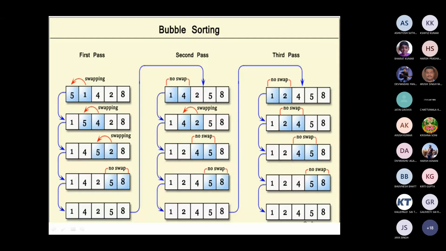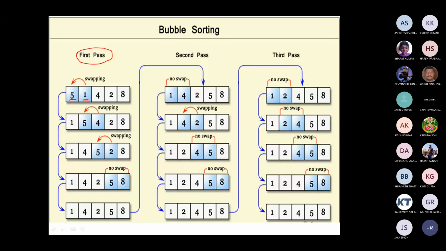So our given list is like that. Suppose 5 in the first position, then 1, 4, 2, and 8. So this is our given list. But in the first pass, the first thing we have to do is compare the first element with the second element.